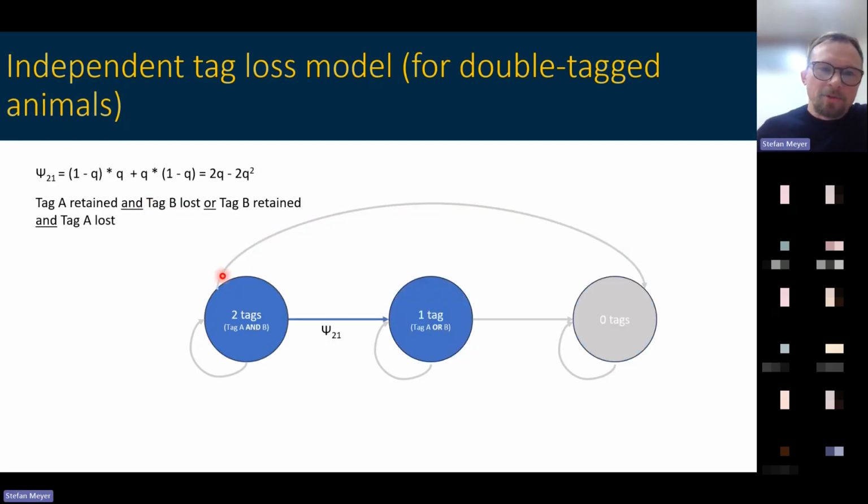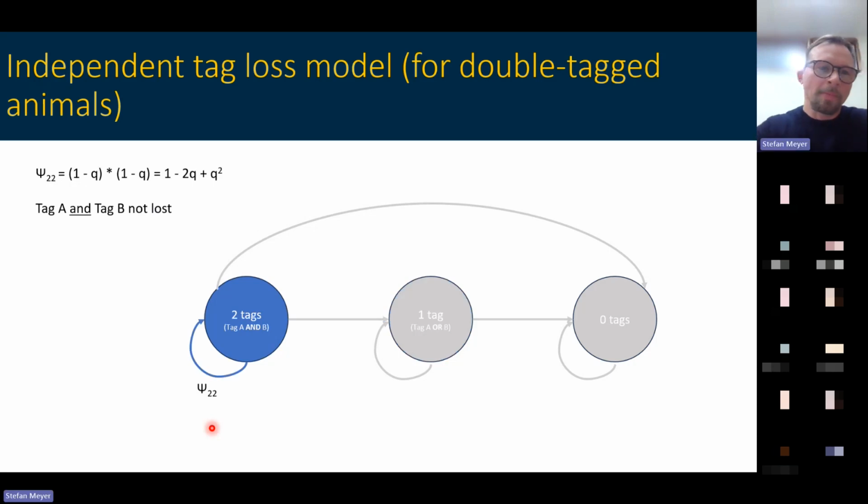And then the next transition in this graph could be the loss of only one tag, so either tag A or tag B. So that means this probability is made of tag A being retained and tag B is lost, or alternatively, tag B is retained and tag A is lost. So (1 minus Q) times Q, plus Q times (1 minus Q). If both tags are retained from one occasion to another, that means that tag A and tag B are not lost, which is (1 minus Q) times (1 minus Q).